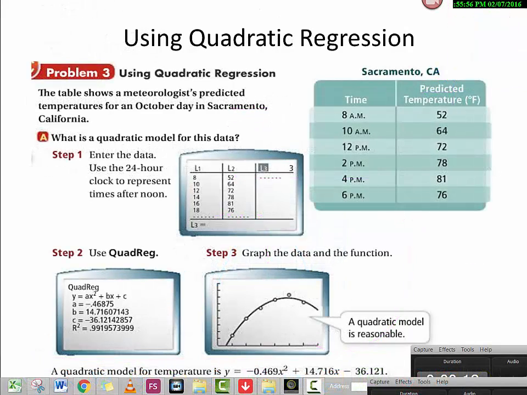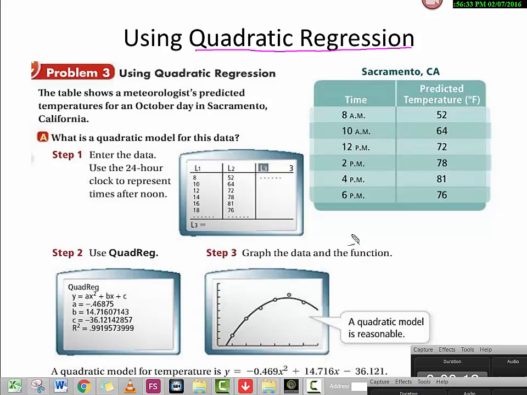The last concept that we are going to learn in this unit is using quadratic regression. In the next 2 slides, I'm going to show you the concept of what quadratic regression is all about. Then I'm going to make another calculator video clip so that you know how to use the calculator to come up with the model based on the concept of quadratic regression.